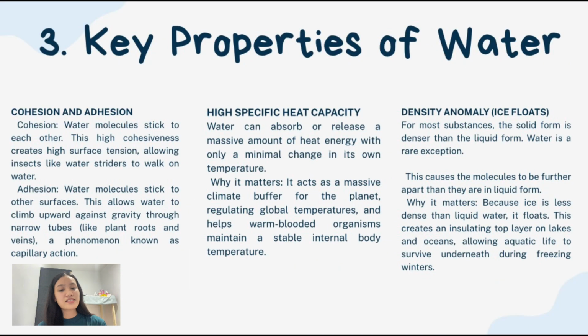So the next slide, meron tayong three key properties of water. So the first one is the cohesion and adhesion. The second is the high specific heat capacity. And the third one is the density anomaly and ice floats. So the first one is the cohesion and adhesion. Cohesion is when water molecules stick to each other. This high cohesiveness creates high surface tension, allowing insects like water striders to walk on water.